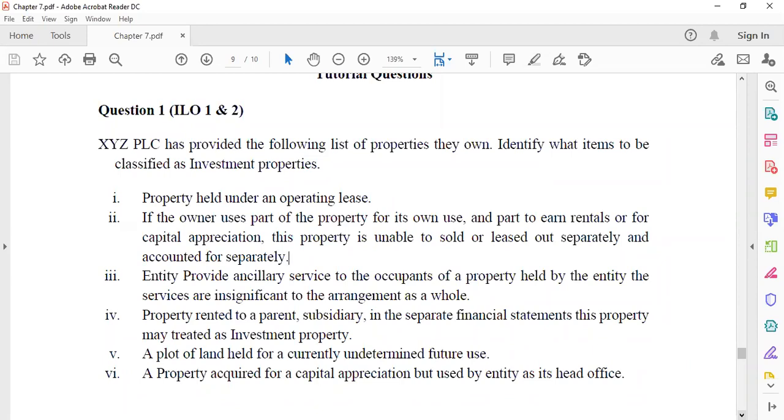That's what the question is about. What do you think? You are XYZ, the parent, and you have rented out a property to ABC, where you have an 80% investment. So you have rented out one of your buildings for them to occupy as their office building or even a warehouse. If so, in the separate financial statements of XYZ PLC, can this be treated as investment property?